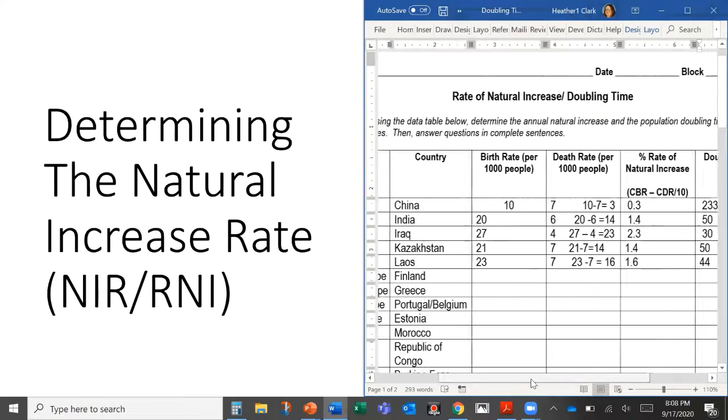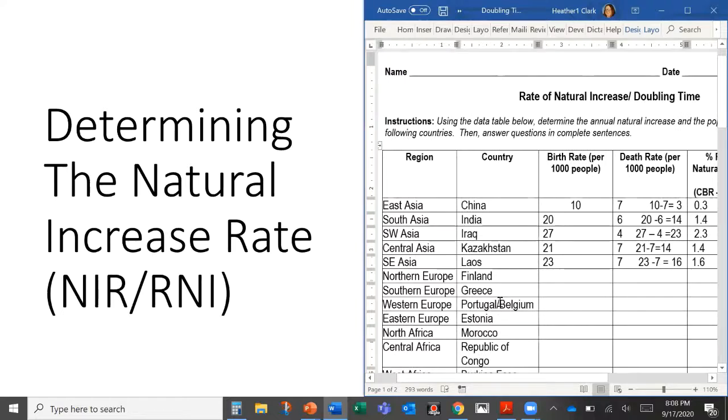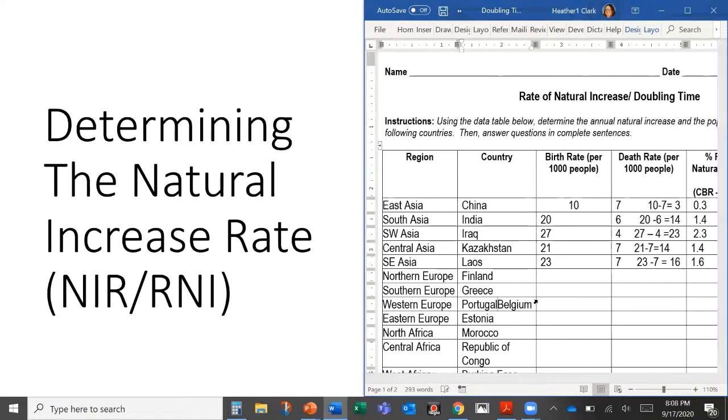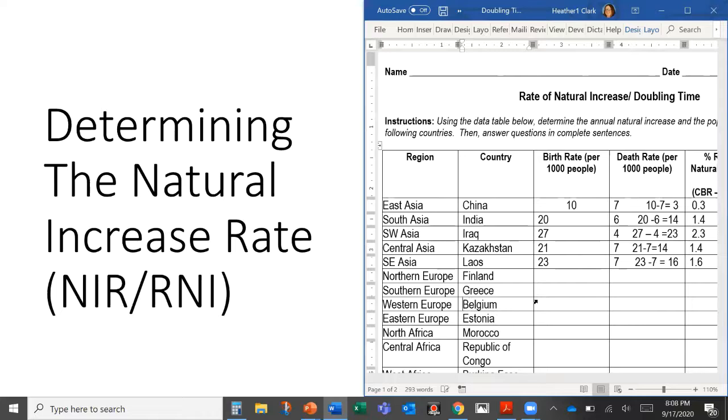Now we're going to look back over here, and I'm going to change this to Belgium. So I'm getting rid of Portugal, and I'm changing it to Belgium. So we've got Finland, Greece, Belgium, Hungary, and we're going to look at those European countries and see how their crude birth rate compares.